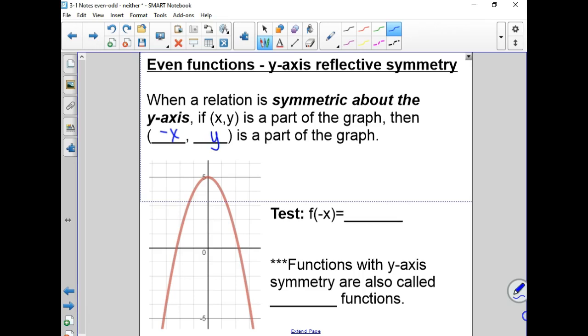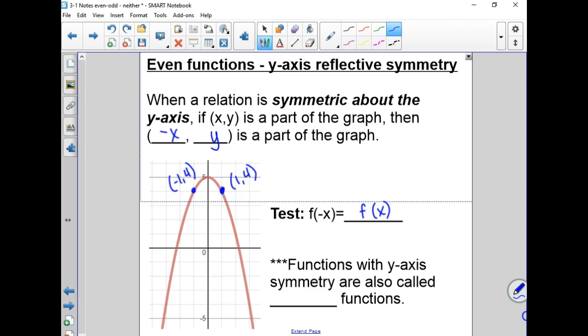For example, in this graph here, we have the point 1, 4 that is on the graph. If we look over here, we also have negative 1, 4. Both are part of the graph. Whenever we're looking for even functions, our test is that f of negative x is going to equal f of x, not the opposite of f of x, but exactly f of x, what we started with.